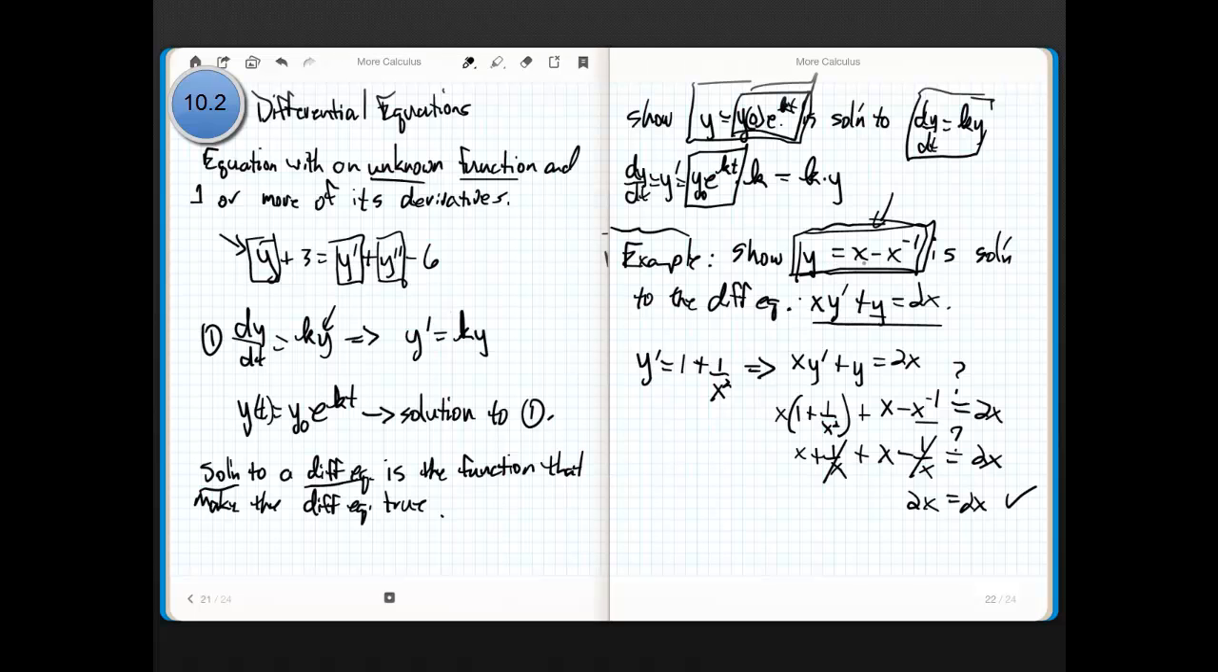Remember, I took the derivative of this guy because this had a y prime. I stuck everything in. This guy was y prime. This guy was y. And then I showed that it created an identity. And I'm done. It's kind of fun. They're not very hard. They're just like little logic puzzles.